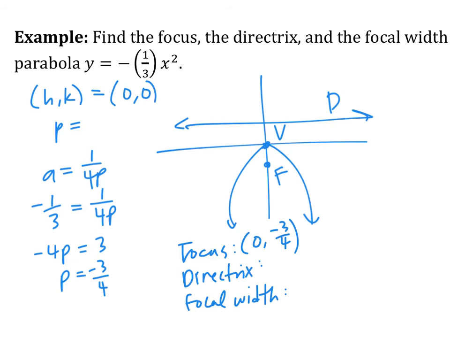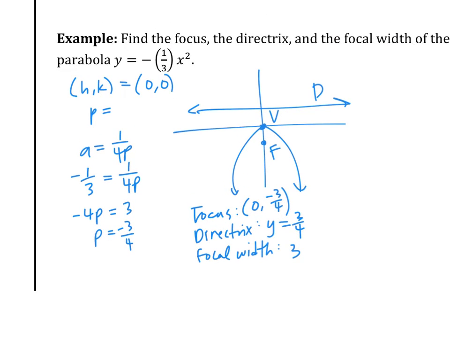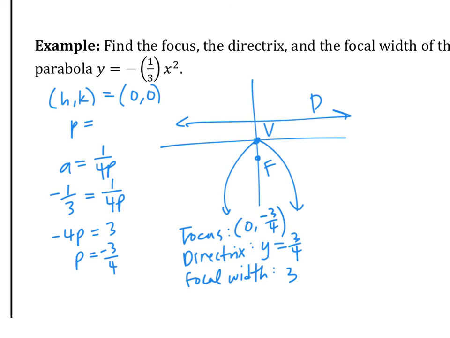Directrix is outside, so higher than the vertex by 3/4. So that's going to be what? 3/4, but it's a line, so y equals 3/4, yes, correct. Focal width, you've got to memorize the formula. Focal width is 4p, so that's going to be 3. And it's a length, so don't put a negative on it. Are you guys okay? It's not too hard, I think. Okay. All right, let's go to the next page and then do some practice.